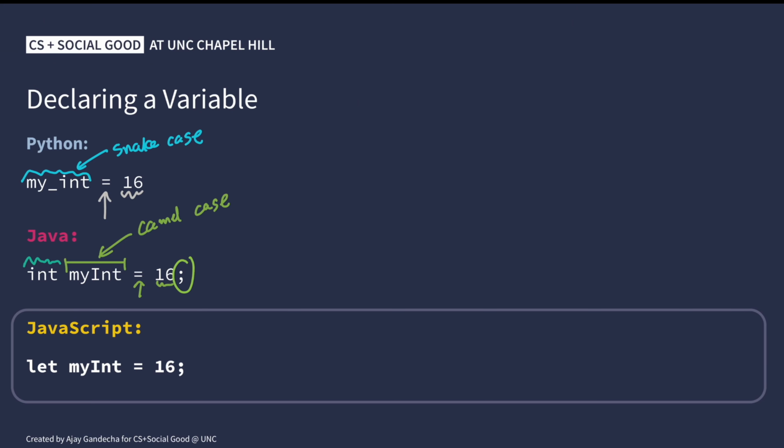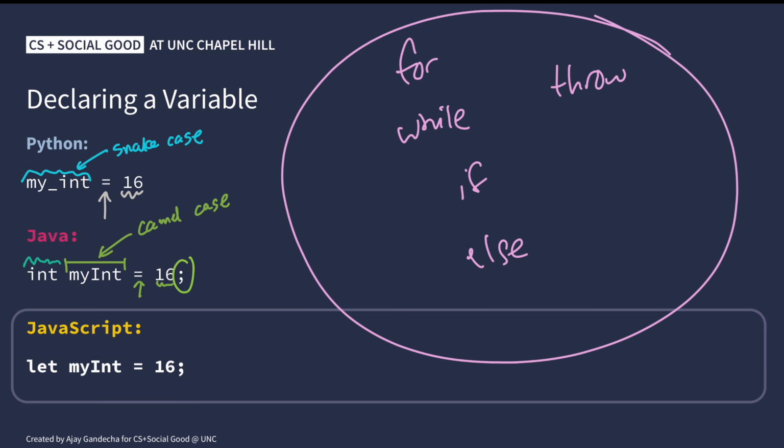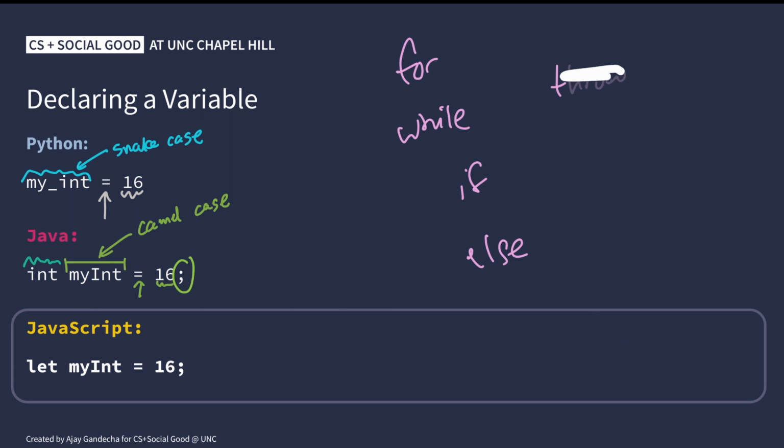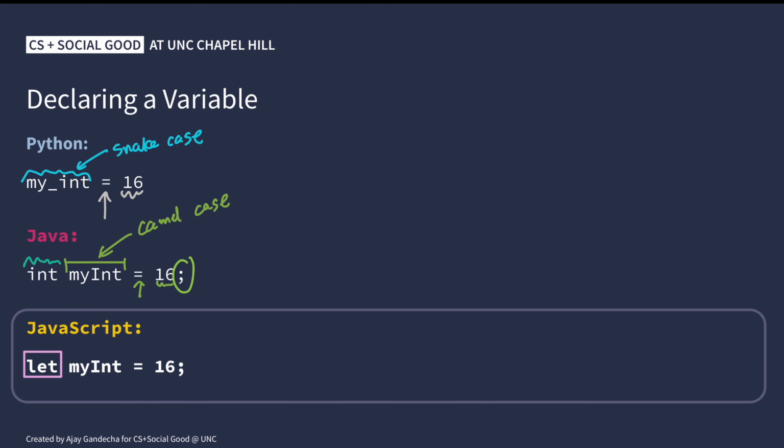Now in JavaScript, it's a little bit different. You actually use a keyword to create a variable. In Python, you didn't have a keyword, and in Java, you use the type. But in JavaScript, just like for and while and if and else and throw, these are all common keywords in the language. When you type it in, often your IDE will bold it, because it's reserved for the language to do something. In this case, the let keyword is reserved by JavaScript to create a variable.